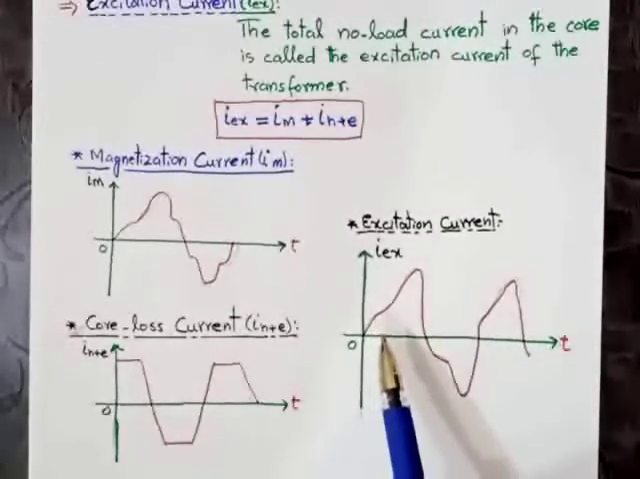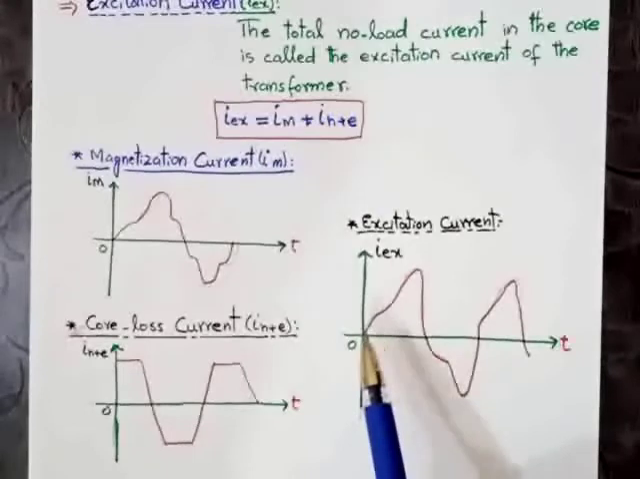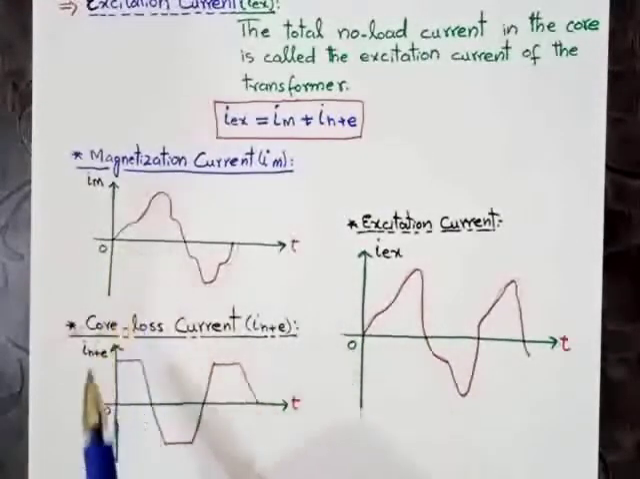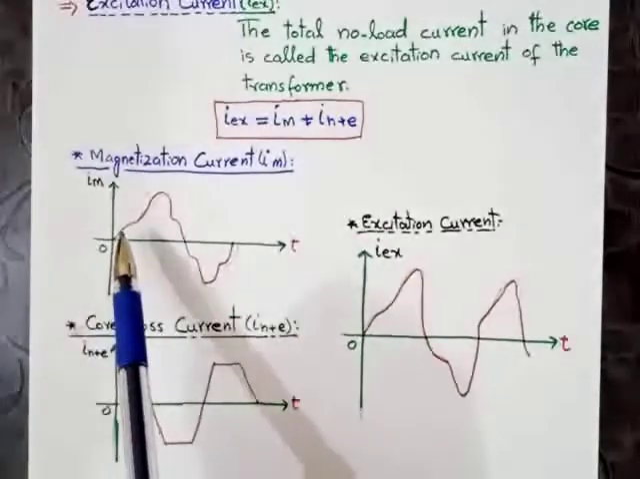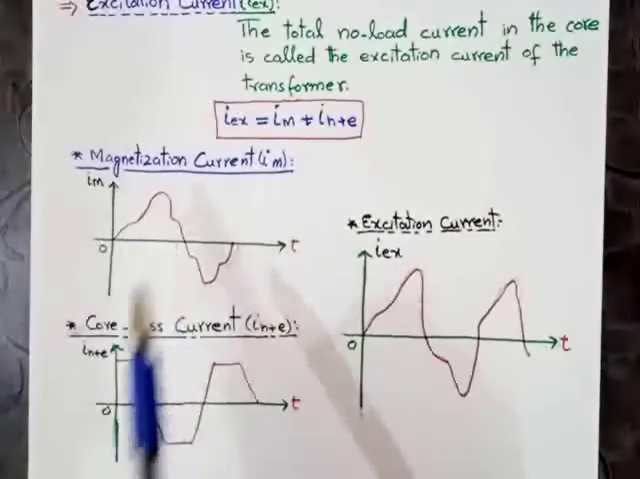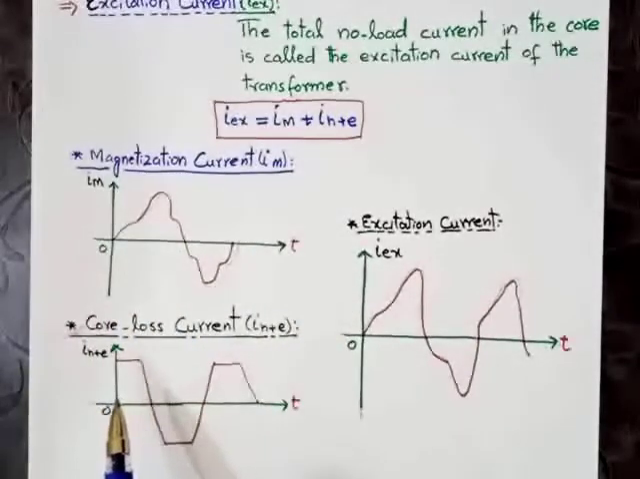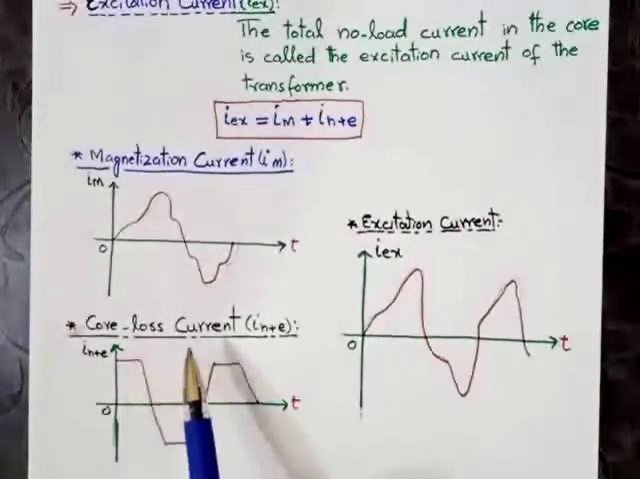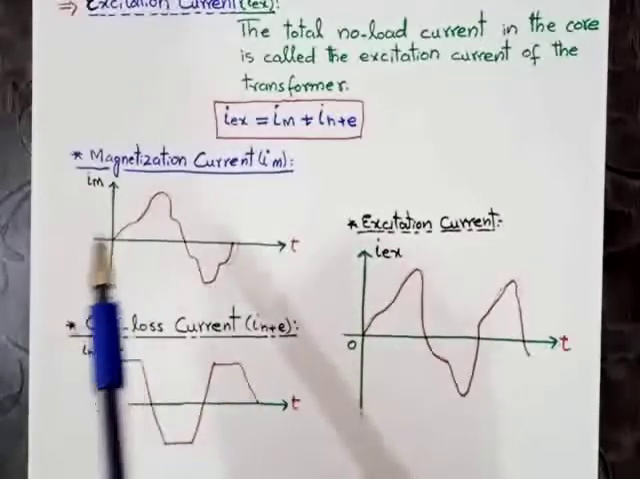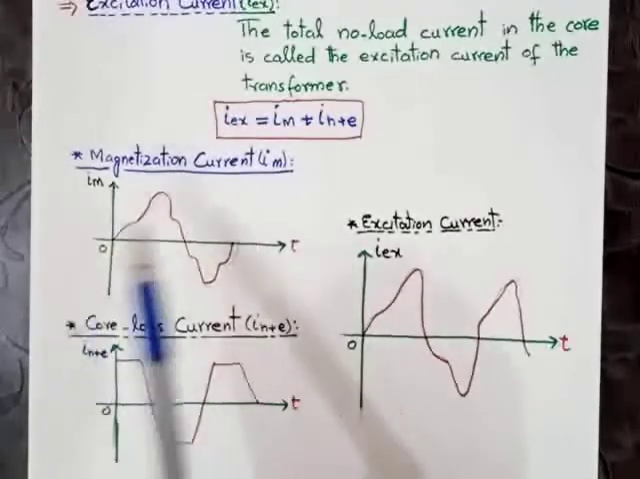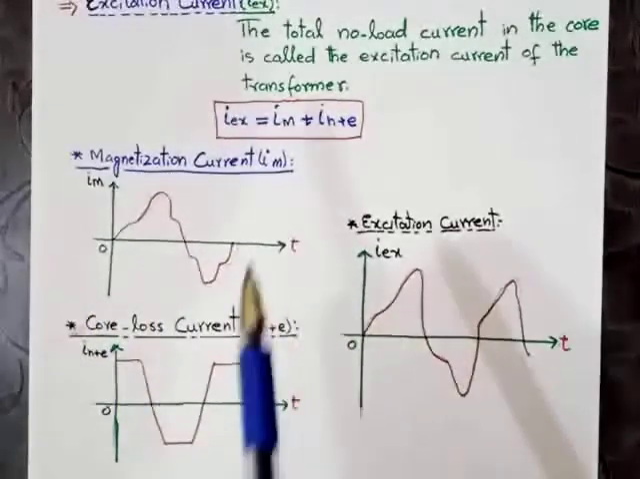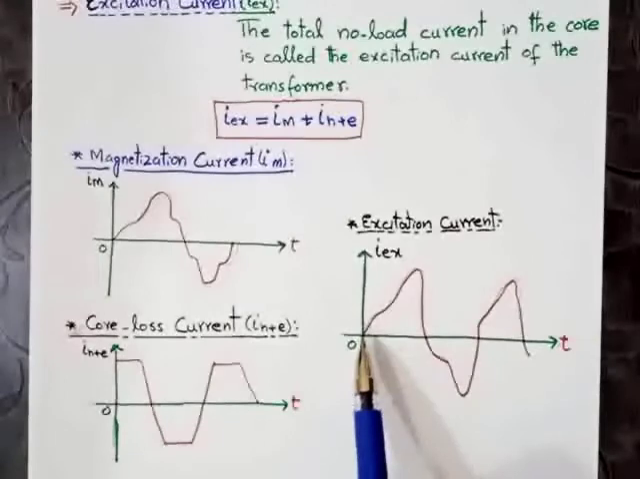At 0, the overall curve will start from 0. The reason is that this factor is 0 and this factor is maximum, because the effect of magnetization current is very much greater than the core loss current. We can neglect the core loss current. The core loss current is approximately near 0. The effect of magnetization current is maximum. Due to this, the overall graph of excitation current will start from 0.